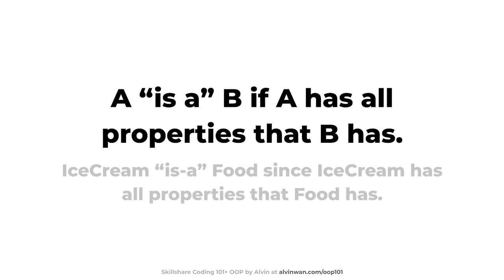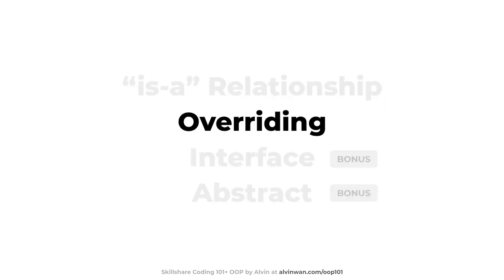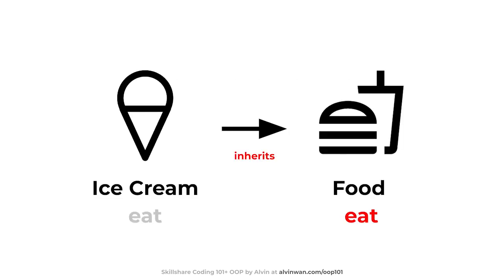However, what if that's not true? What if eating ice cream is drastically different from eating other food? In other words, we want to override the default inherited functionality. This is our next concept in inheritance, overriding.